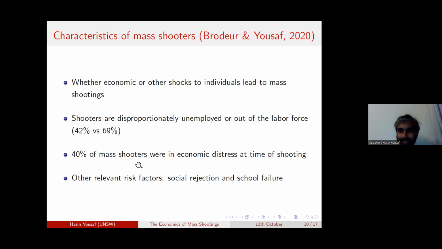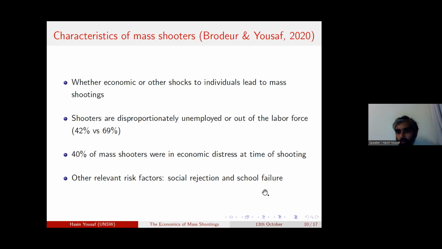Thanks. Okay. So the other relevant factors that are important in predicting whether these shooters are going to commit mass shooting or not is that there is a higher likelihood of social rejection. So either these people are recently divorced, or they have recently lost custody of their kids. So these are the leading factors.